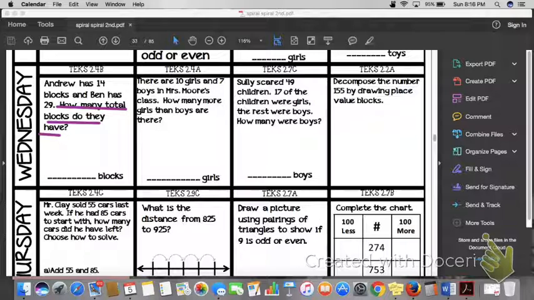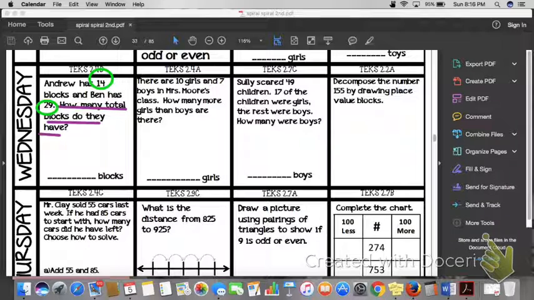So let's look at our word problem and think about what is important. What is it that we need to solve our problem? We know that Andrew has 14 blocks, and we know that Ben has 29. Is that important information? Yes, because that's telling us how much each person has.